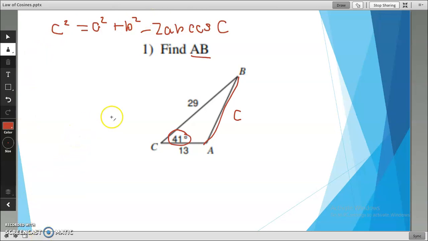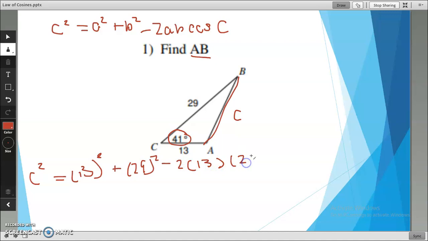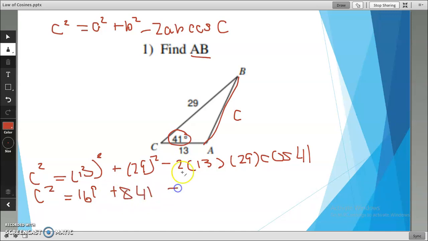So let's plug in the things that we have. So c squared is equal to, it doesn't matter which one I make a and b, 13 squared plus 29 squared minus 2 times 13 times 29 times cosine 41. All right, let's start to evaluate now. 13 squared is 169, plus 29 squared is 841, minus 2 times 13 times 29 is 754, times cosine of 41.